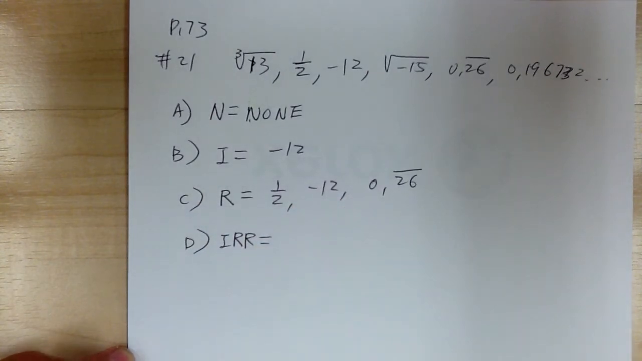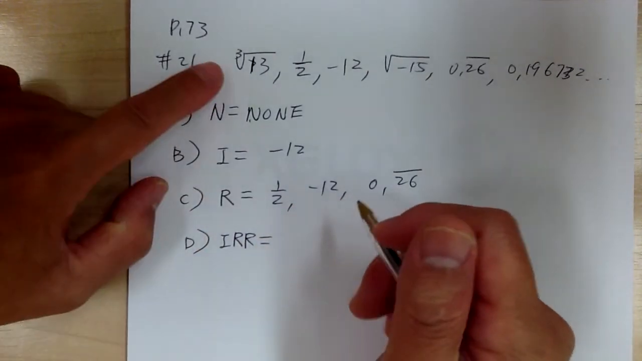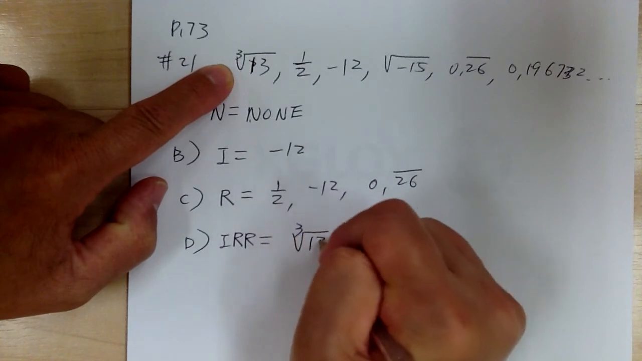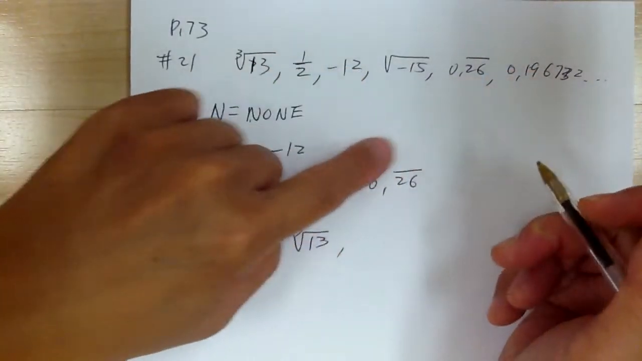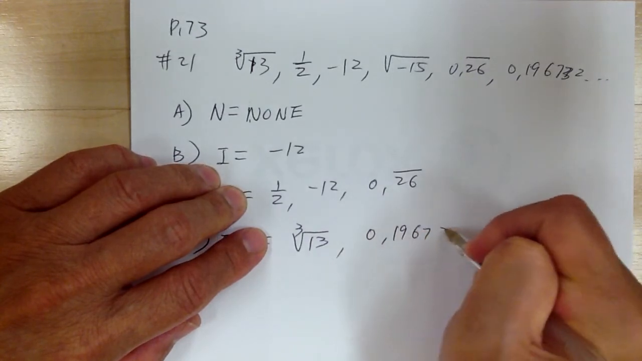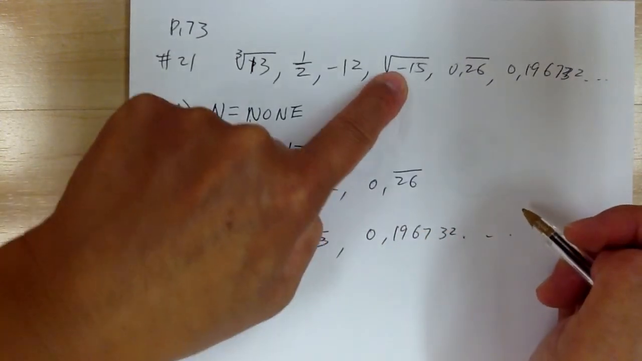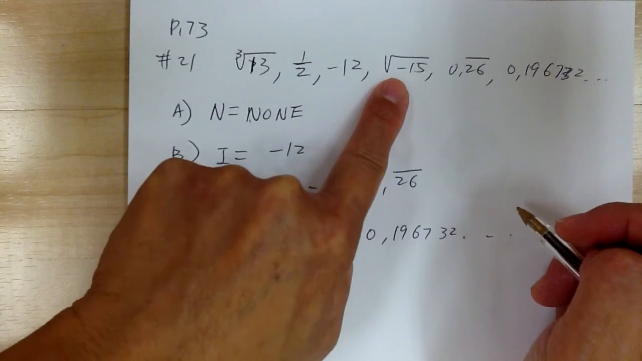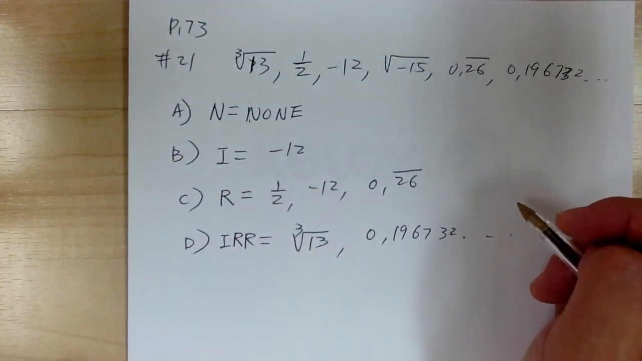And you go to D, irrational numbers. Irrational means something that you cannot make into a fraction. So like cube root of 13, and the one that does not repeat and does not end.